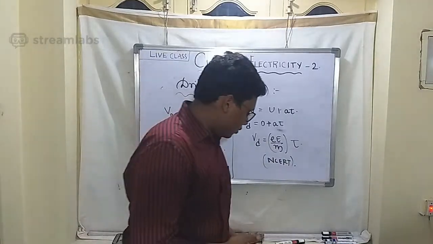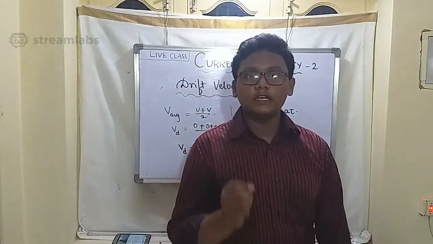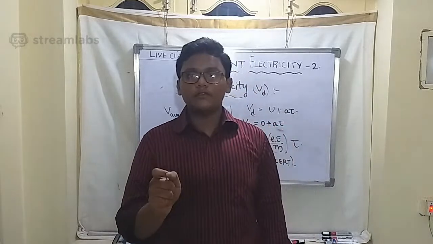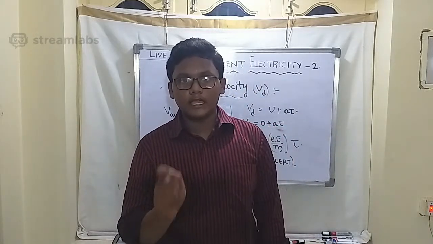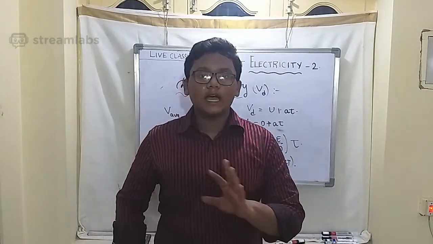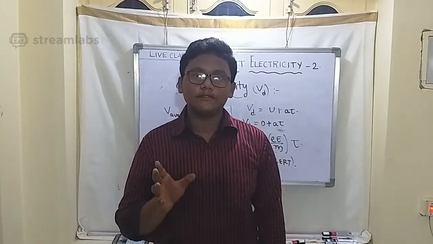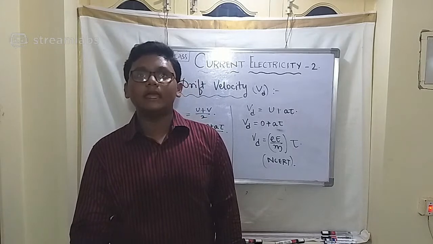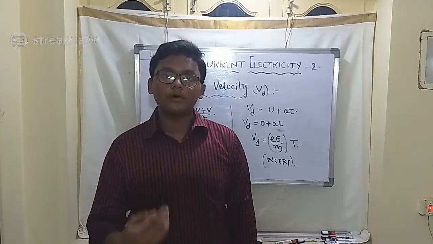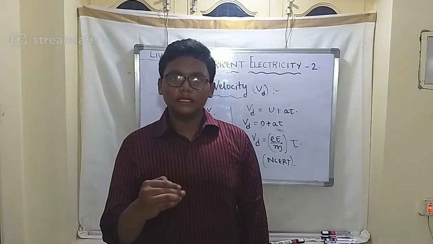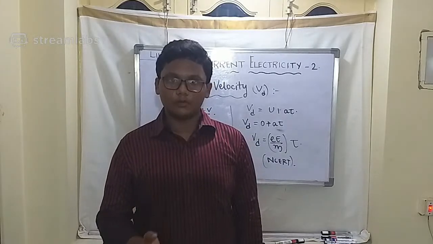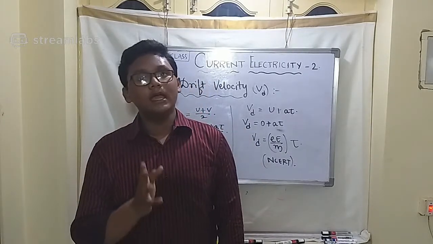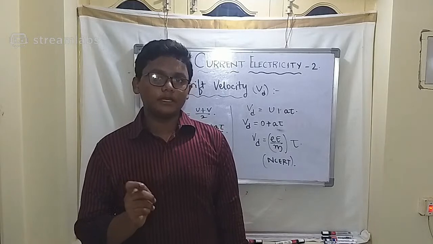Once again, I'll recall what current density is. At different points, with different areas, the current flow is not the same. That is current density, which means it depends upon the area. It is di by dA. That's the formula. It's a vector quantity, and the SI unit is ampere per meter square.